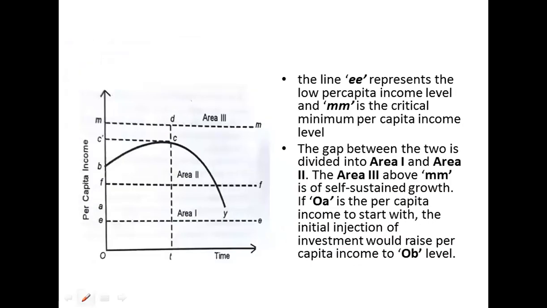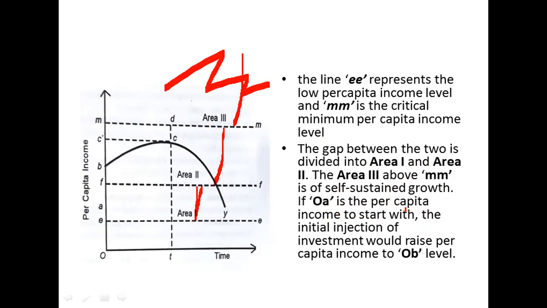The line EE represents the low per capita income level, and MM is the critical level of per capita income. The gap between the two, between the MM line and the EE line, is divided into area 1 and area 2, and beyond this, area 3. Area 1 is in between FF and EE. Between the FF line and MM, that is area 2. And beyond MM, that is area 3. So area 3 above MM is the self-sustained growth area.